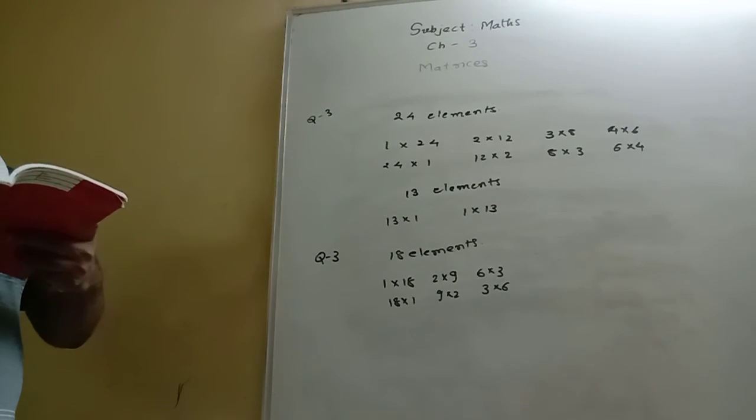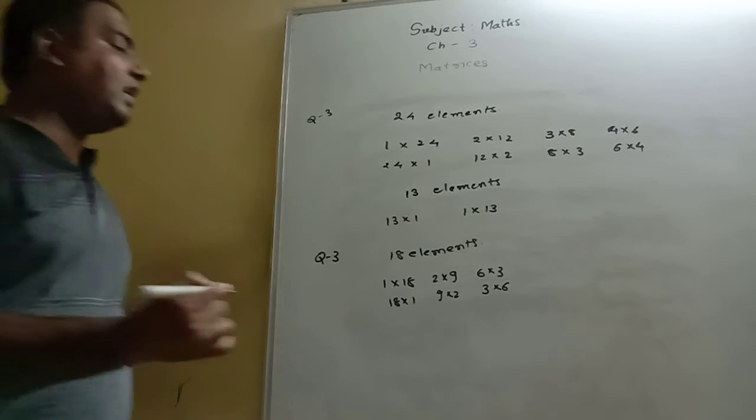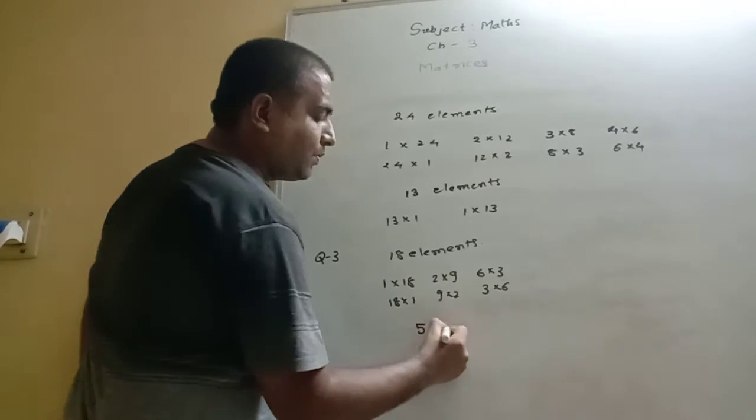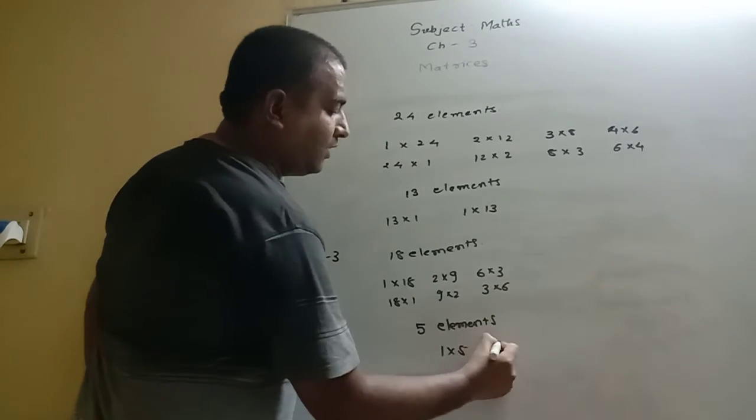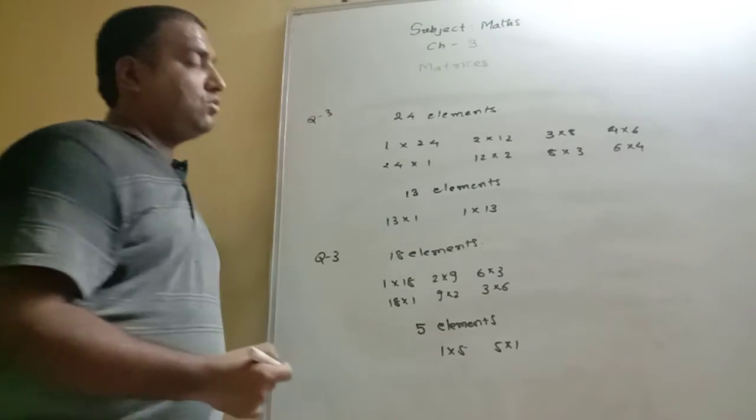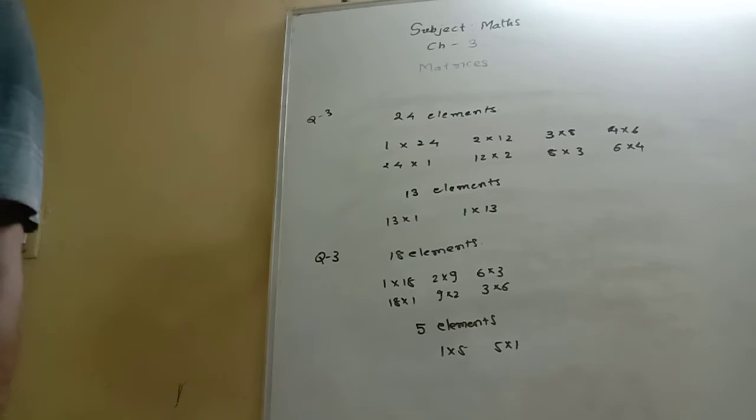In the same question, what if we have 5 elements? So with 5 elements, the factors are 1 and 5, so 1 by 5 and 5 by 1. So 2 orders are there.